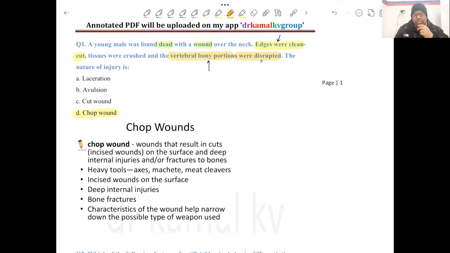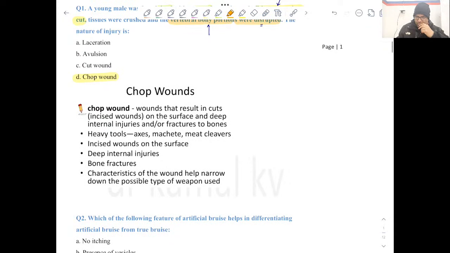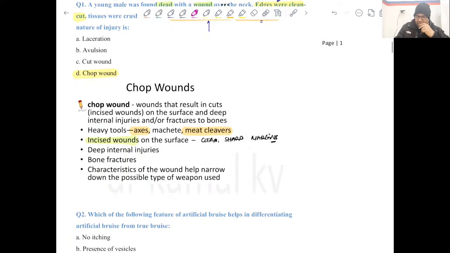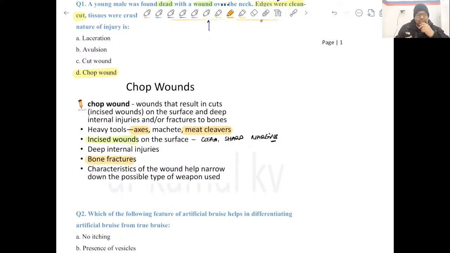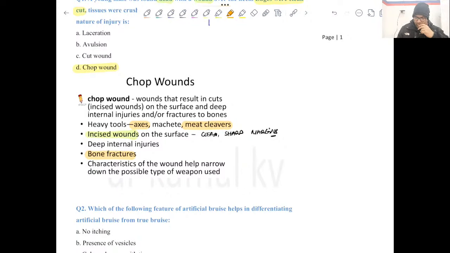Now, chop wounds are the ones which are inflicted by some hard instruments like axe, meat cleavers, right? So the type of wound on the skin is actually an incised wound, which has, of course, clean and sharp margins, and the force of the injury is such that it can extend till the bone, where it can cause fractures of the bone as such. So this is chop wounds.